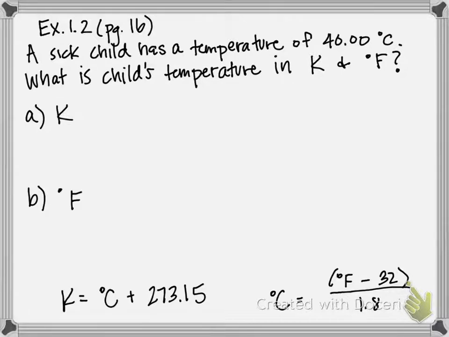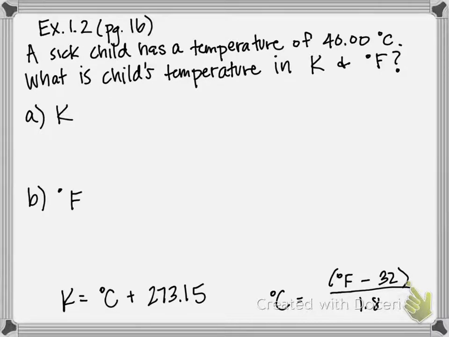So the first is converting from Kelvin to degrees Celsius. It's a pretty easy equation. If you have the temperature in degrees Celsius, you just add 273.15 and you convert your temperature to Kelvin. Our second equation that we have here is how to calculate degrees Celsius given degrees Fahrenheit.